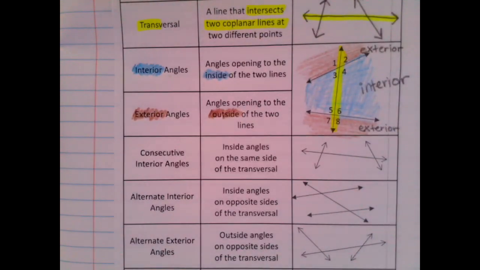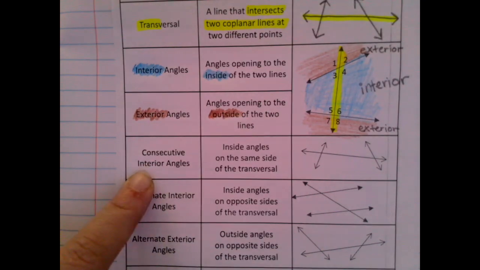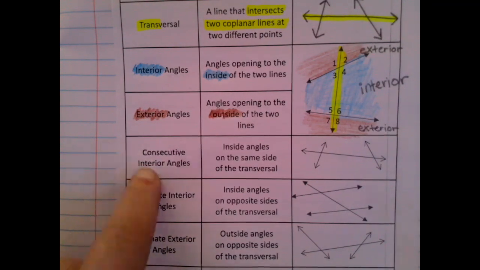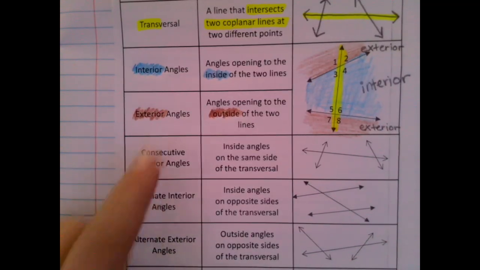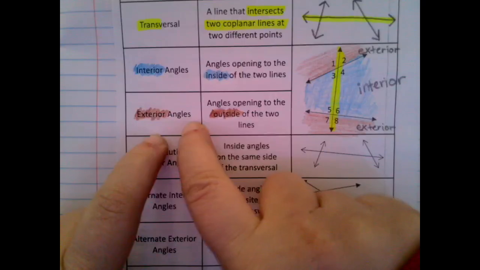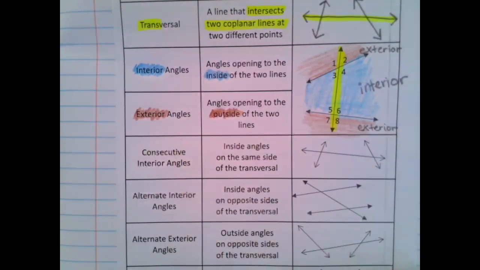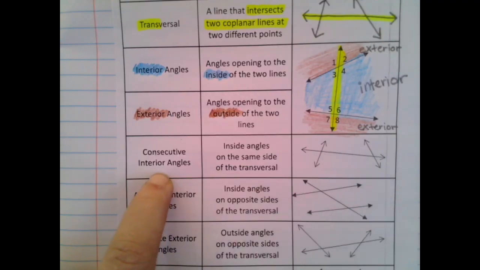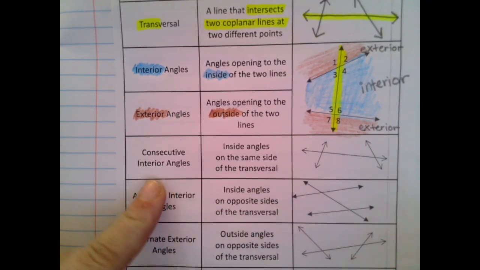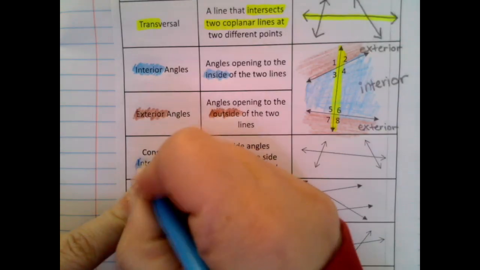All right, consecutive interior angles. Now we're going to talk about pairs. We're going to be talking about two angles put together, based on the relationship, on these words interior and exterior. Okay, so first one we have is consecutive interior angles. First word I noticed there is interior. We've already talked about that.